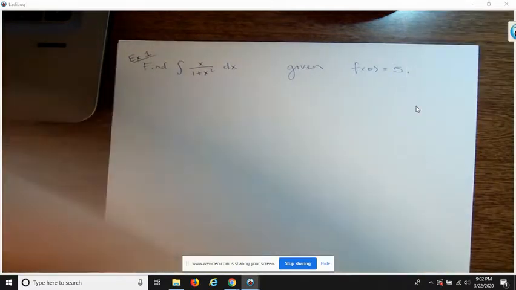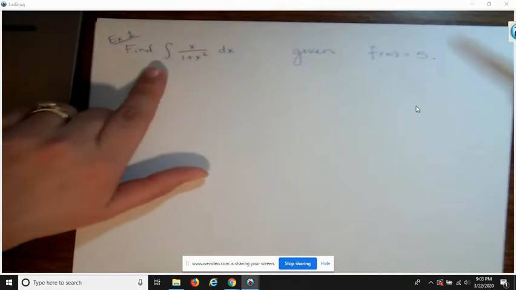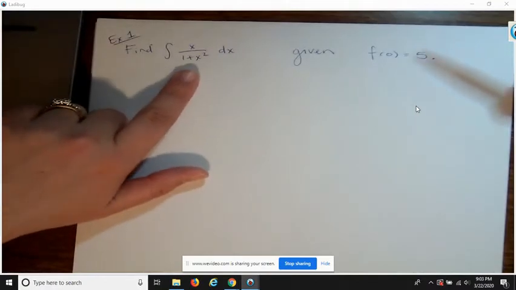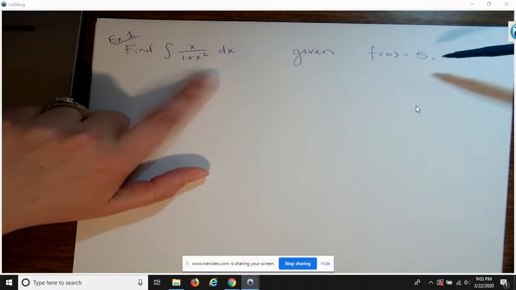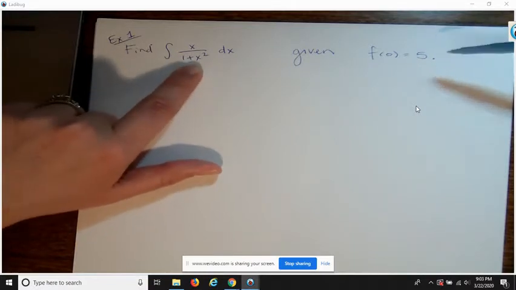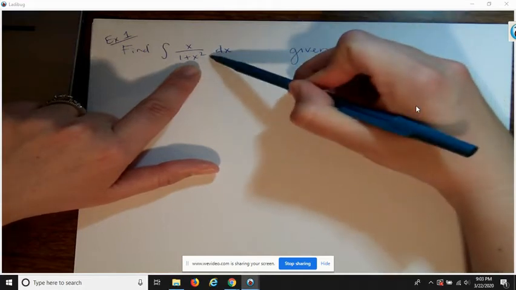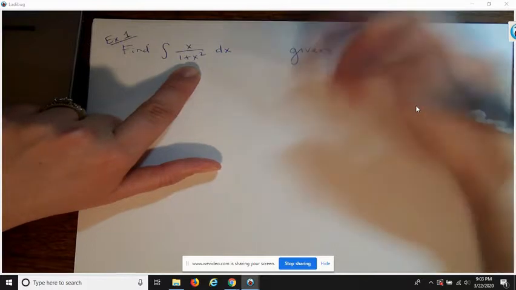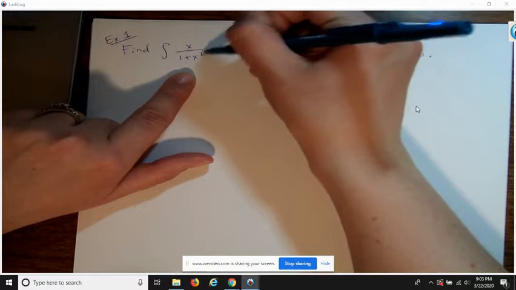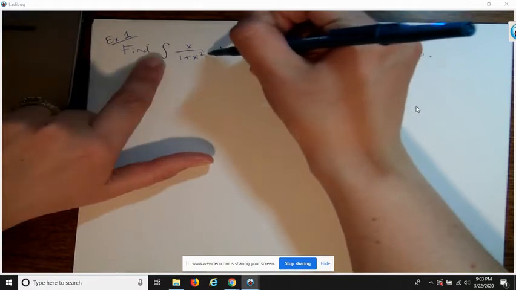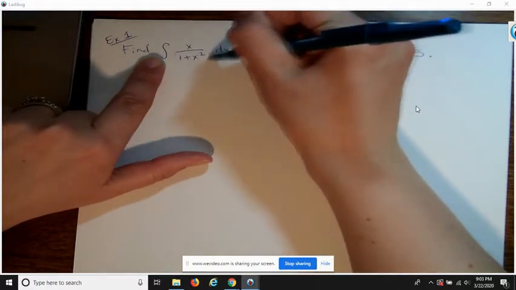Okay, so here is our first example. We are finding the integral of x over 1 plus x squared dx, given that f of 0 is 5. Now you might say, Miss Roberts, look, there's a square right here, so that means this is not going to integrate to natural log. That's incorrect, because it would need parentheses around the entire denominator with the square on the outside in order for that to be true. This whole thing right here is just to the first power.